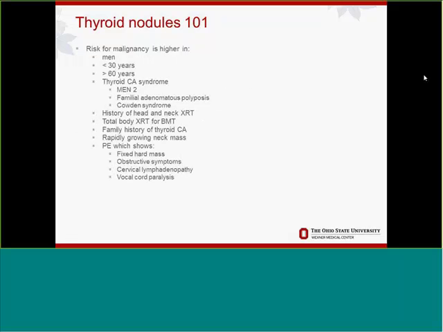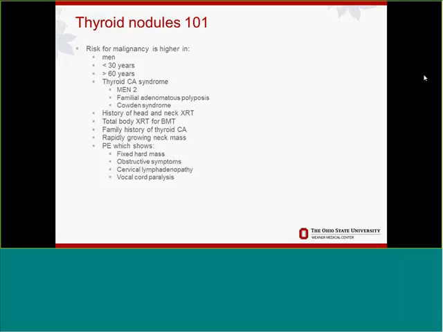When you're looking at somebody with nodules, you want to think about your pretest probability, who's more likely to have a malignancy. Men have fewer nodules than women, but when they do have nodules, their risk for it being cancerous is higher. Cancer is higher in the young and the old. So if you're between 30 and 60, there's a pretty low risk for it being malignant, but less than 30 and over 60, higher risk.